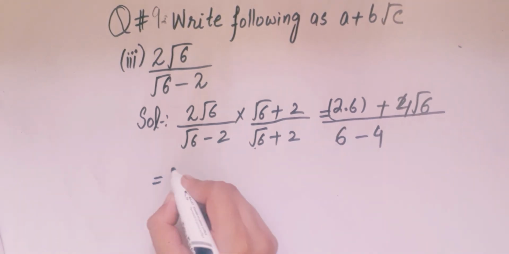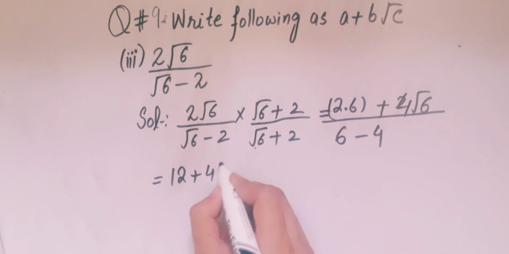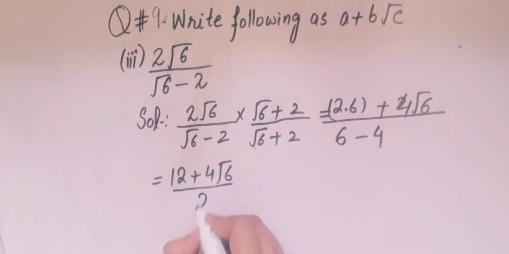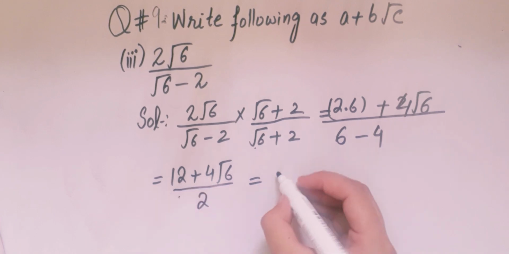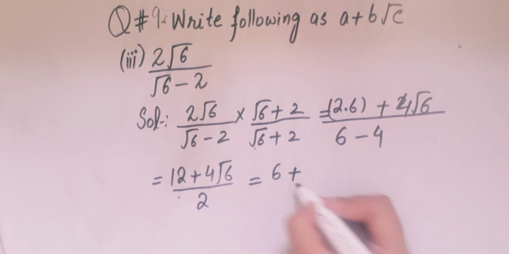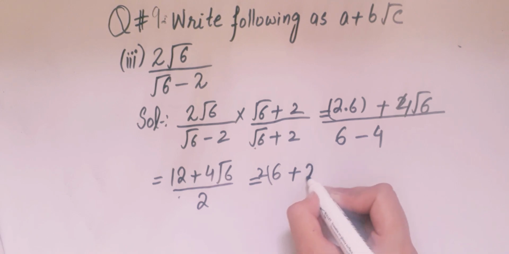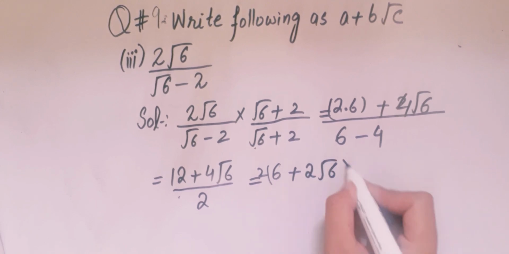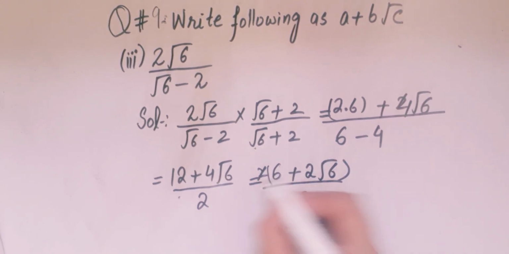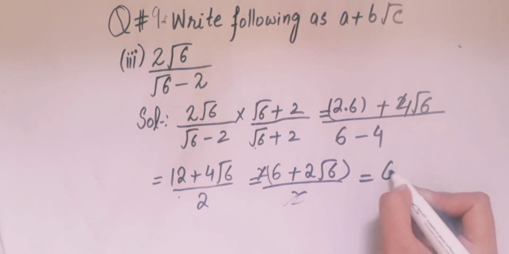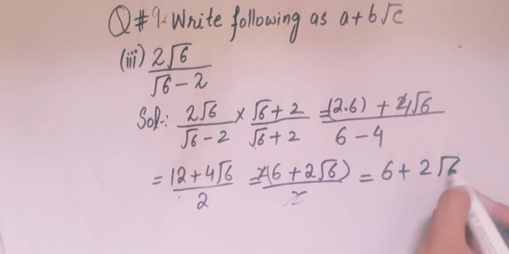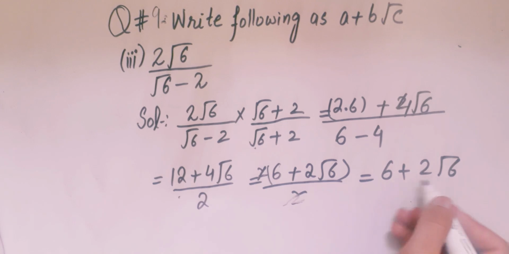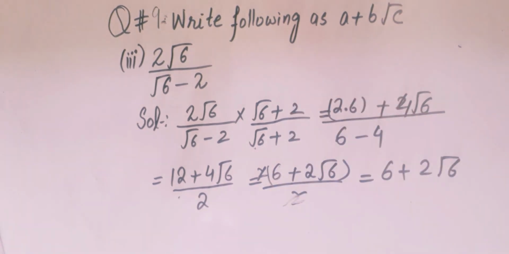Now we have 12 plus 4 square root of 6 by 2. By taking common 2 from above, we have 6 plus 2 square root of 6 by 2. So we have answer 6 plus 2 square root of 6. So this answer is in form of A plus B square root of 6. I hope you understand all the questions.